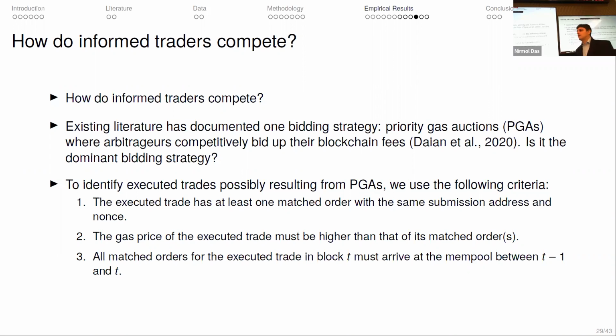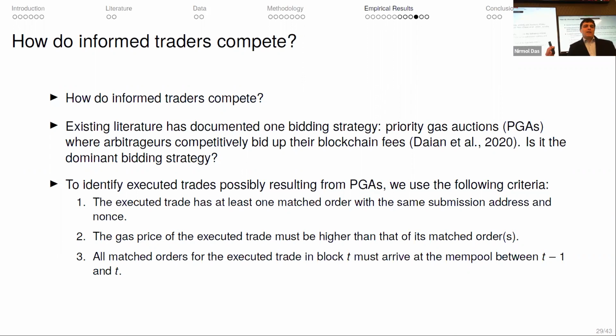So the idea is that in the mempool, I can observe your fee, and then I can bid a bit higher than you, and then you observe that I'm bidding higher, so you increase your fee even more, and so on. And the question is, is this bidding up the blockchain fee the dominant bidding strategy?